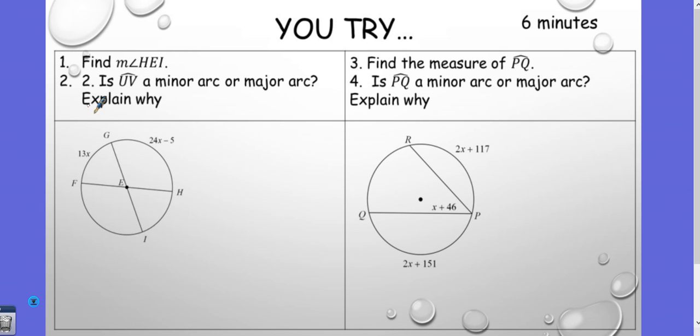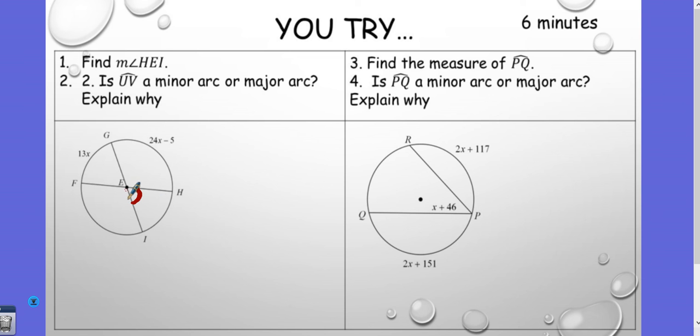Let's go ahead and jump into the question. It says find the measure of angle HEI. So I'm going to go to E, and then look at the letters around it, which are H and I, and I'm going to draw the loop facing the two letters. Okay, so I have to look at this and determine some things.